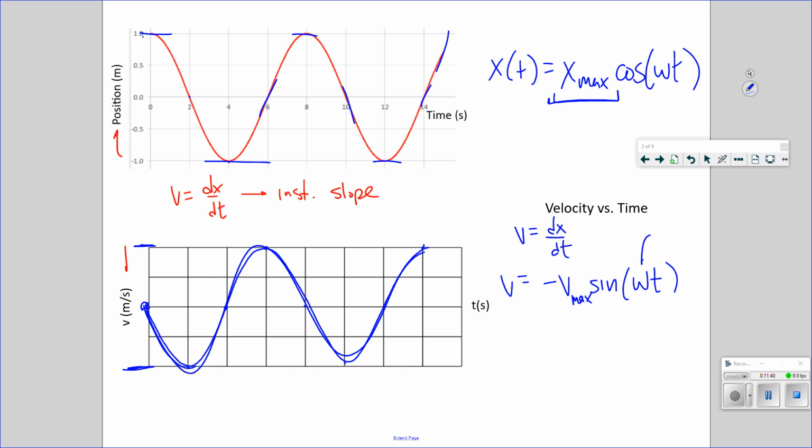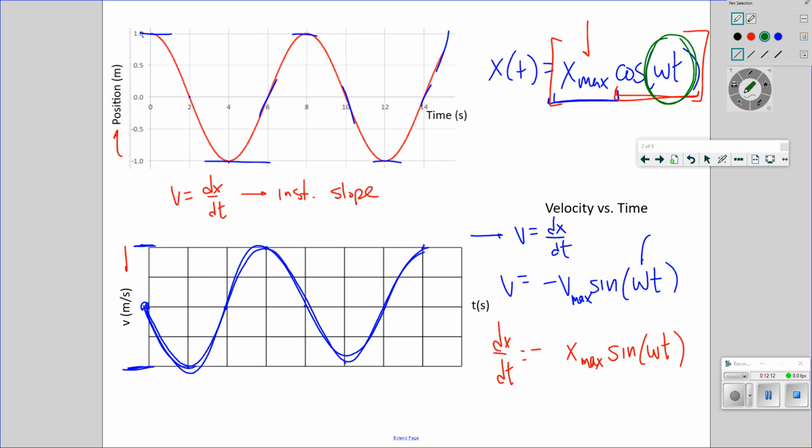So how do we justify this? The time derivative of this function, dx/dt, is, well, first let's do the derivative of the cosine part. We have to keep this, that's a constant, so that's x max. Now the derivative of cosine by definition is negative sine. And then, maybe it's called the chain rule, I think, says we have to also take the derivative of this part with respect to time, and that's omega.